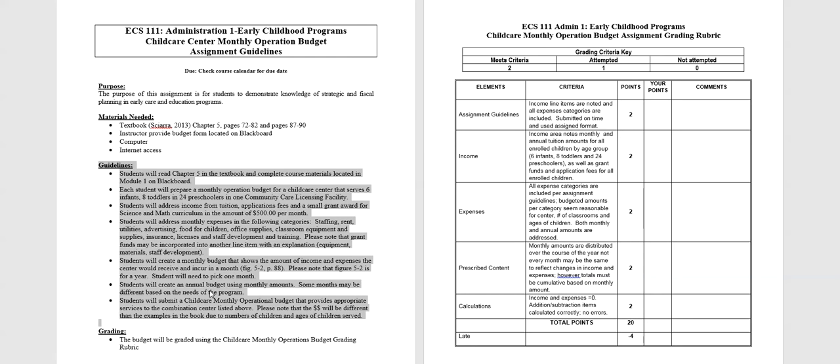Then, after you create your monthly budget, I'm going to ask you to create an annual budget using monthly amounts. And it is important to understand that some months may be different based on the needs of the program. For example, you may have more income coming in September when you have a large amount of enrollment of preschoolers versus in your summer months because some of those preschoolers are moving on to kindergarten and other programs.